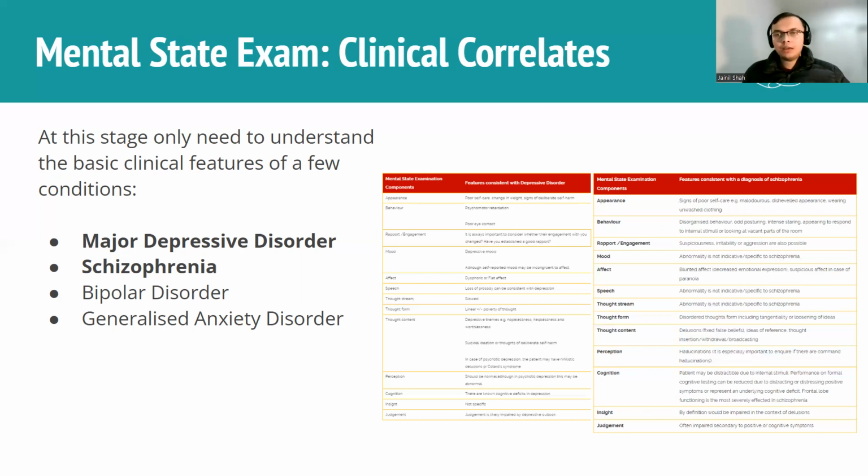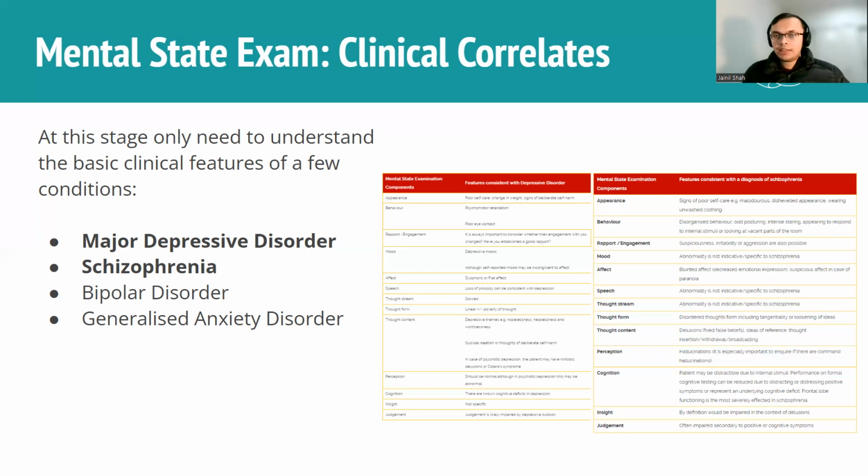Then we also have schizophrenia, which is, again, a complex one to approach, but here's some things that you can keep in mind and really use to guide you as to why we even care about these elements, right? So with schizophrenia, you see things like signs of poor self-care, disorganized behavior, odd posturing, suspiciousness, aggression.